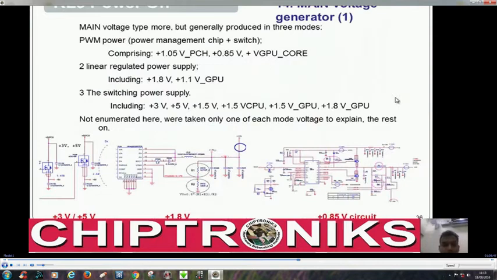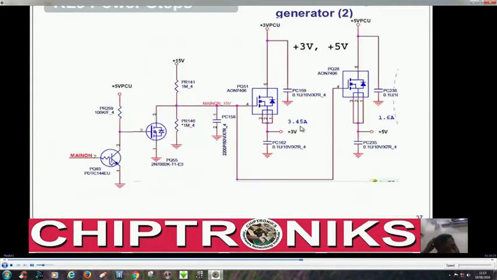Let's see another voltage regulator. Let's see how MAIN_ON is generating the voltages, right? MAIN_ON is generating the voltages, and you can see MAIN_ON is working in three modes. One is for the PWM IC and it generates 1.05 volt PCH plus 0.85 volt VGPU, and second is that it is also enabling some linear regulator power supply to generate these two voltages, and again it is also enabling plus 3V and plus 5V. So let's check all of them.